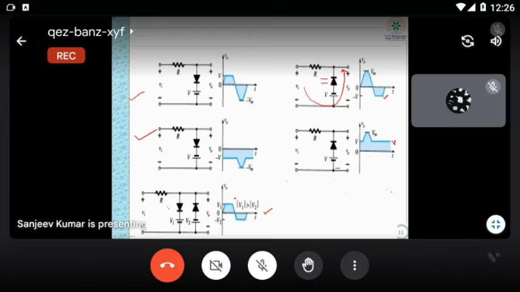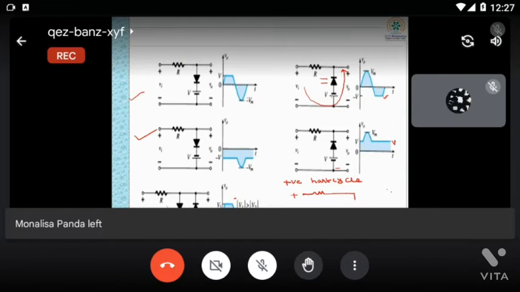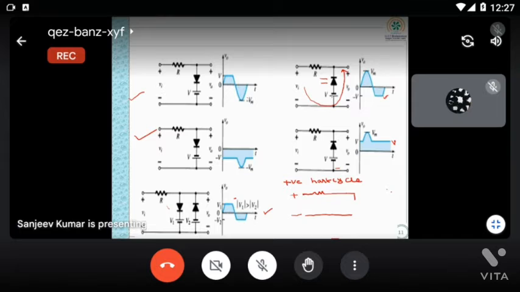So I'm writing for the positive half cycle. So what will the circuit be? Now this is plus, minus. Now I'm taking R. For the positive half cycle, this will be open. The diode is reverse biased. This is plus, this is minus, so it will be open. Whatever voltage you are taking, this will be repeated.